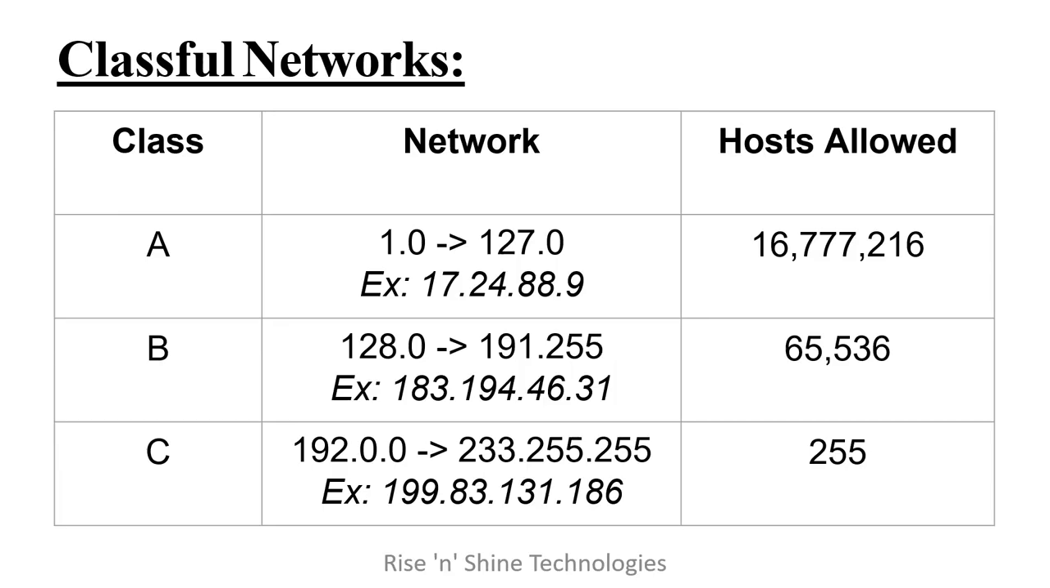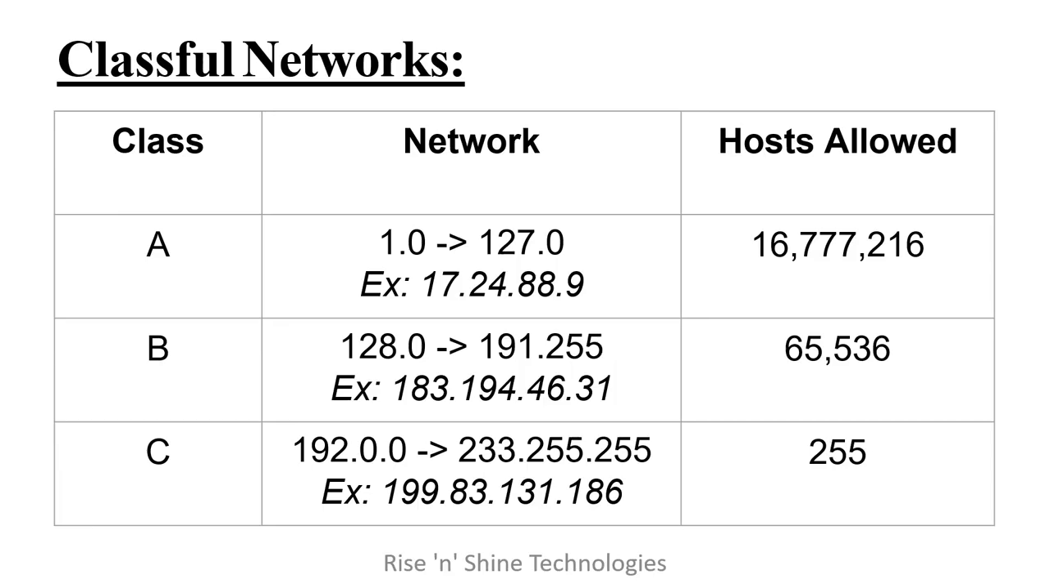But the one you use most is the class C type, which supports the 192 range. After 191, 192 starts, up to 233.255.255. This is about 255 devices that we can have.